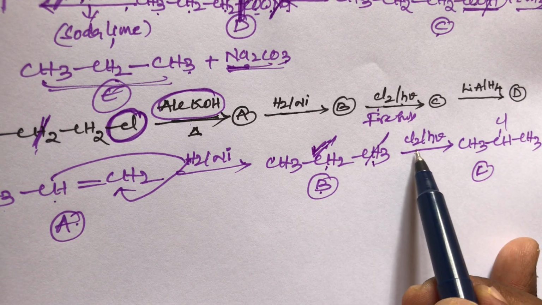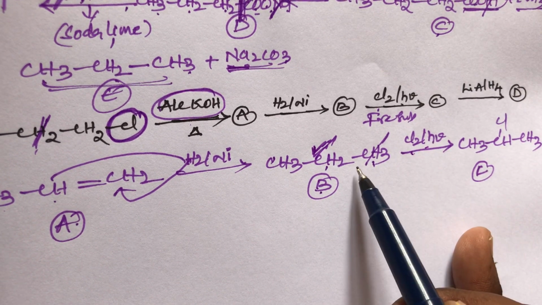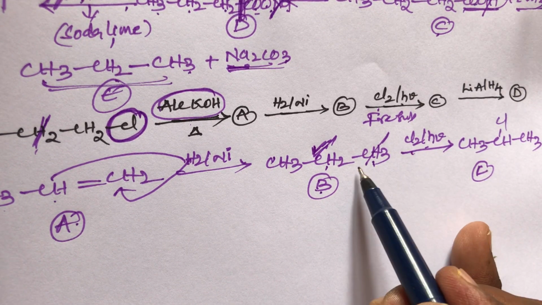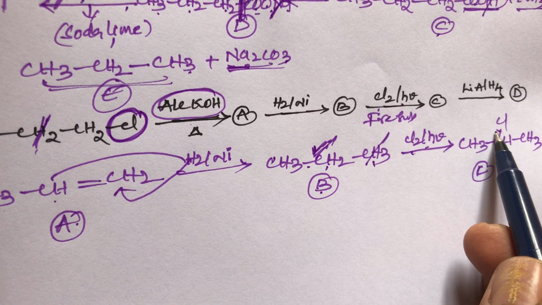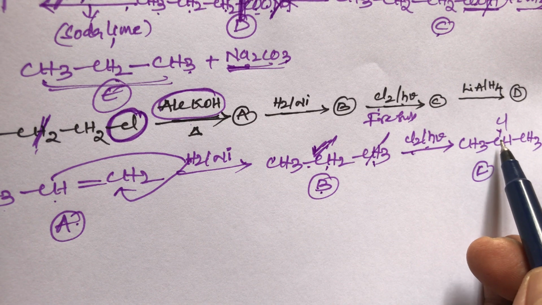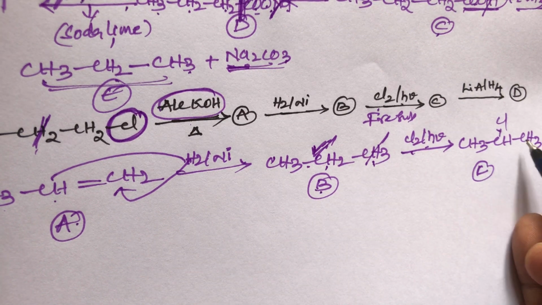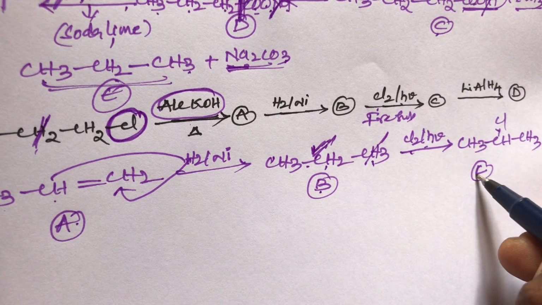When propane reacts with chlorine in the presence of sunlight, two types of products will be formed. One is 1-chloropropane, another one is 2-chloropropane. 2-chloropropane is the major product. We consider only the major product, that is 2-chloropropane. 2-chloropropane is the C compound.